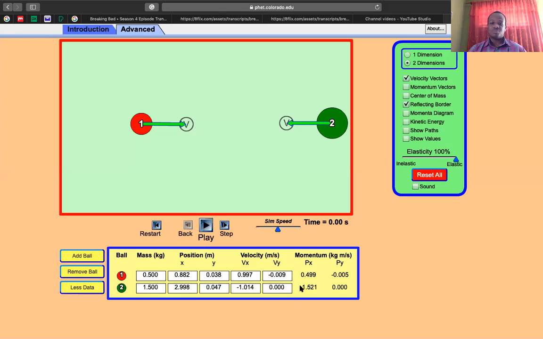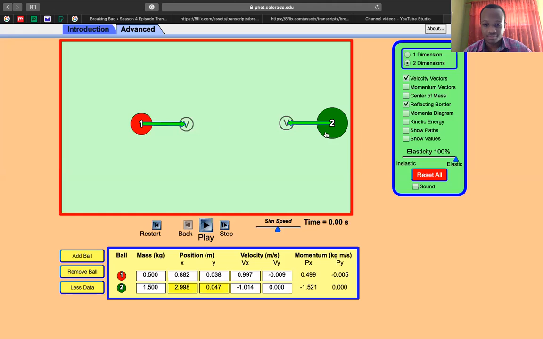What does this negative mean again? It's not really deceleration. It means that it's going in the opposite direction. In this particular case, we have this ball moving in this direction, and then we have ball two moving in the opposite direction, which is negative. That's why we put it as negative.